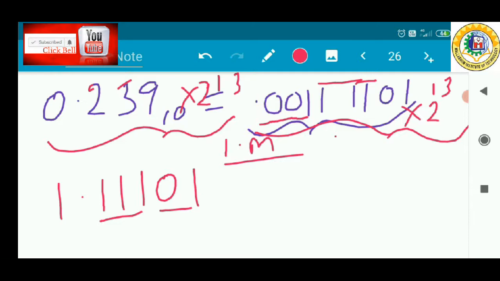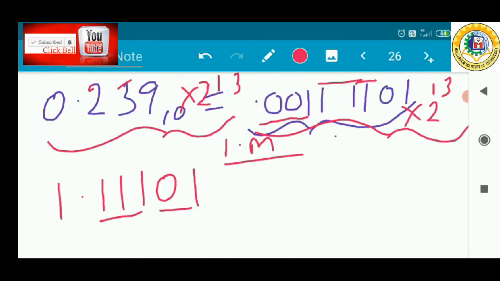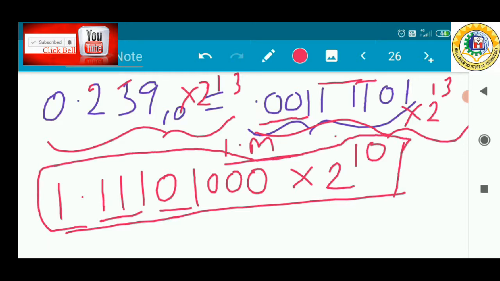It has been said in the question that zeros are padded while shifting a field. So I have to pad 3 zeros because the mantissa is 8 bit. So it becomes 2 to the power 10 because it has been shifted 3 points. That is the representation asked in the question.